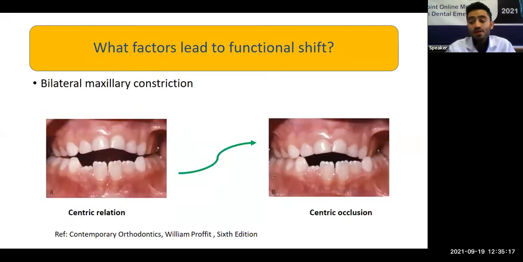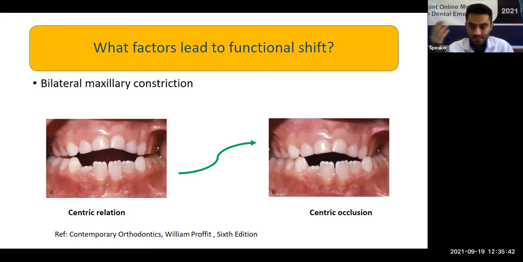But the main culprit and the main factor for provoking a functional shift is a moderate bilateral maxillary constriction. In this situation, the patient has a bilateral posterior crossbite. In the CR, we don't see any deviation of the face, midlines are on, but after closure, after going to the habitual occlusion, there is a shift to one side, either left or right.